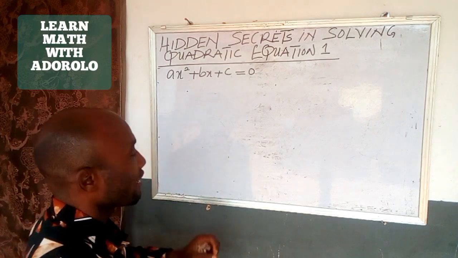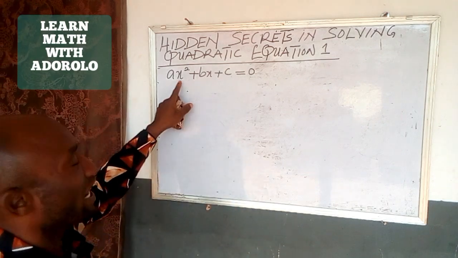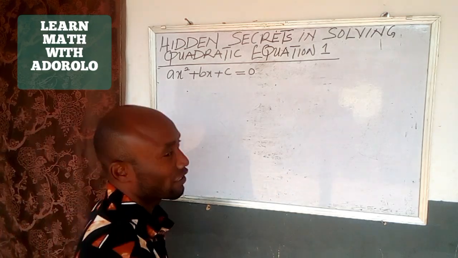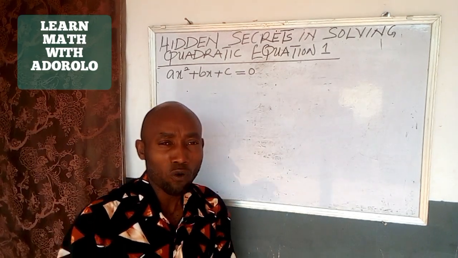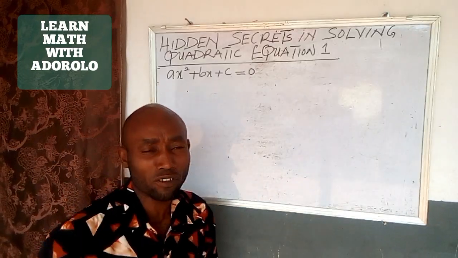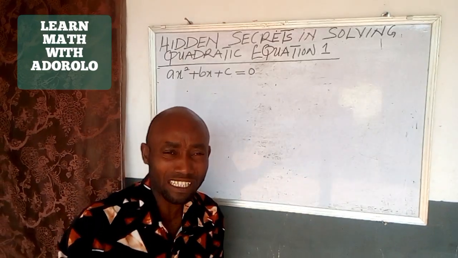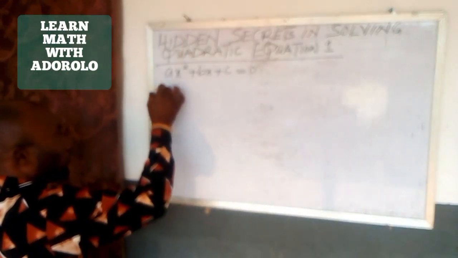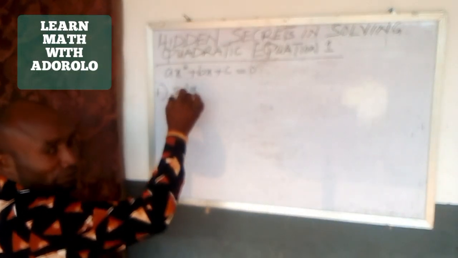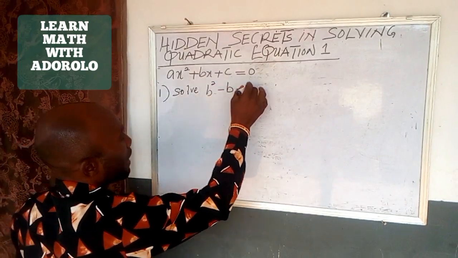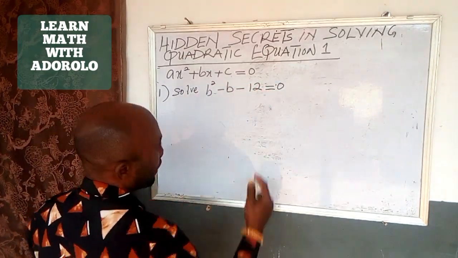Numerals. And the highest power of the unknown, which is x here, is 2. It's neither negative nor what? Fractions. So at the end of the day, we are expected to have what? 2 answers. But this is the fastest method in solving questions, especially in objective. Let's take the first question. The first question is solve b squared minus b minus 12 is equal to 0.